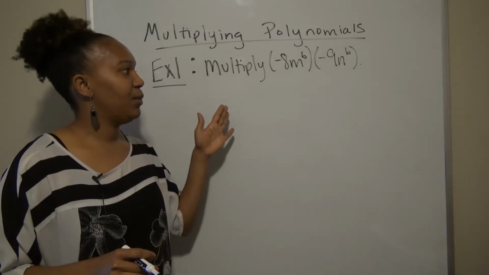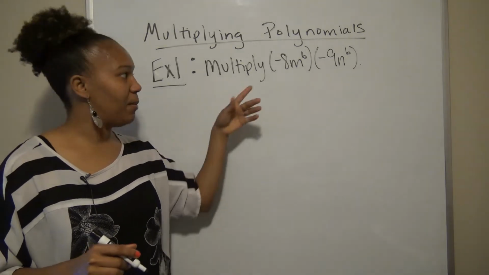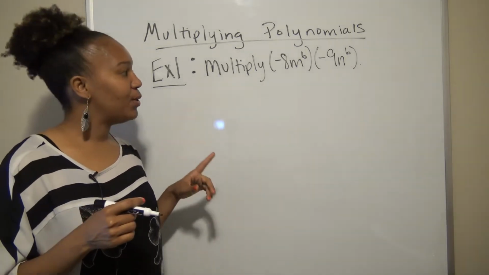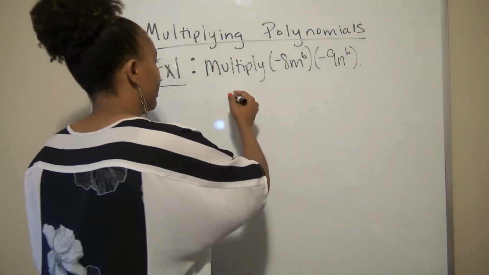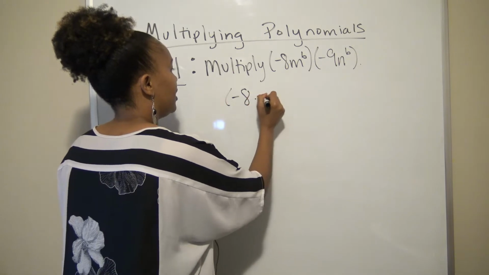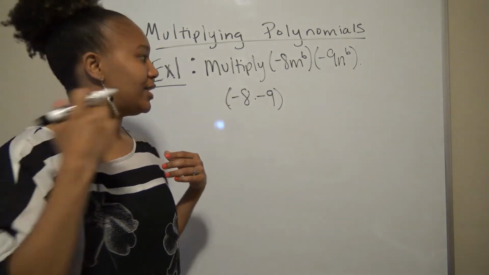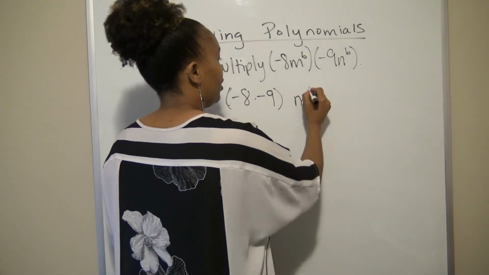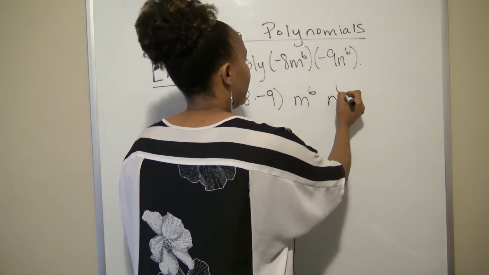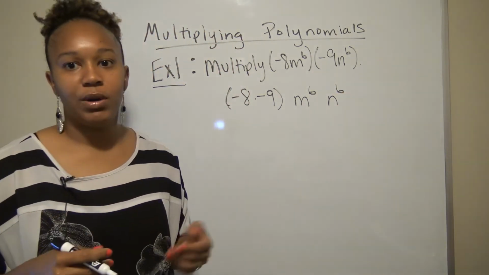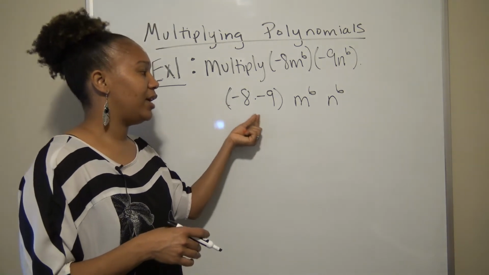So for this first example, we want to multiply negative 8m to the 6 and negative 9n to the 6. So we have a monomial times a monomial. And so what we want to do is multiply the numbers together first, so the negative 8 times the negative 9. And then you want to put any of the variables together that are the same. So m to the 6, well, there is no other m, so there's no other variable to include with that one. And then n to the 6, there is no other n, so we'll just write n to the 6 by itself.